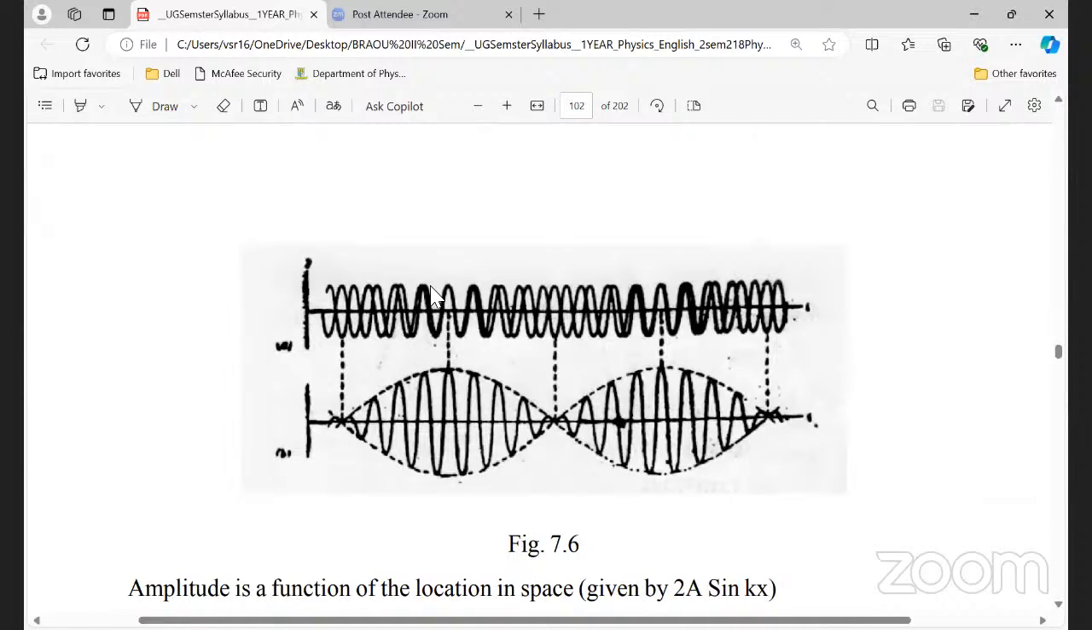A slight difference is there in their frequencies. These two waves are traveling in the same direction, in the same region only. Is it clear or not? Yes, sir. Case of beats.